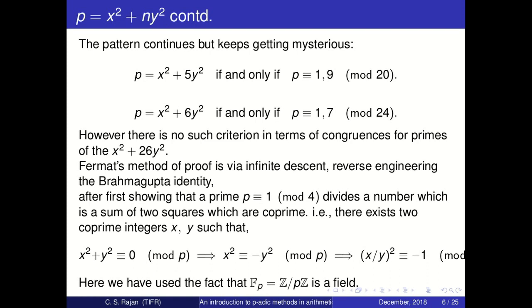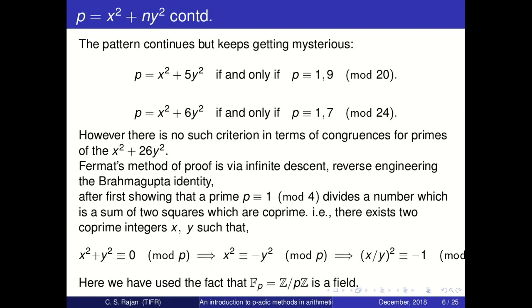Okay, so let's say Fermat's method of proof is via infinite descent, reverse engineering the Brahmagupta identity. You first try to show that a prime p congruent to 1 mod 4 divides a number which is a sum of two squares which are coprime. That is, there exist two coprime integers x, y so that x squared plus y squared is congruent to 0 mod p, which implies x squared is congruent to minus y squared mod p.